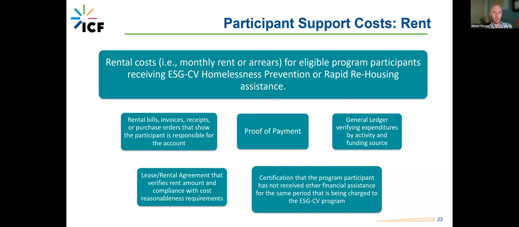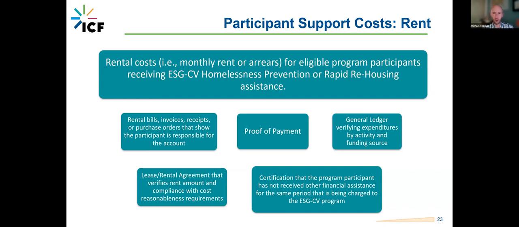I skipped to that one because I want to note that not all landlords are going to give a rental bill every month or an invoice every month. It could be that the lease is what you have that meets that standard. So if the lease clearly shows the amount being charged and all that, that's typically going to be sufficient for showing that the participant is responsible and what amount they're responsible for monthly. So you've got that. Then you need your proof of payment. When you make those payments, you've got to have that proof. So usually that's a check or some type of transaction record.